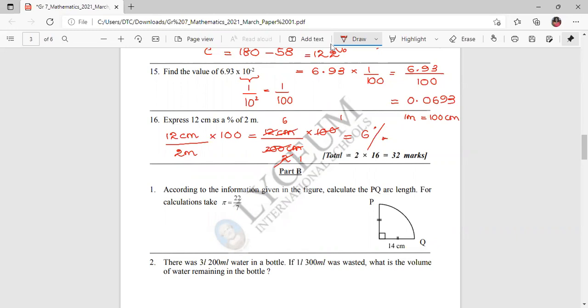Now I can cancel centimeters and centimeters. Then as I want to have a percentage, I multiplied it by 100. Then 100 and 200 I can simplify, then it gives you 2. Then 2 and 12 you simplify, then it gives you 6.